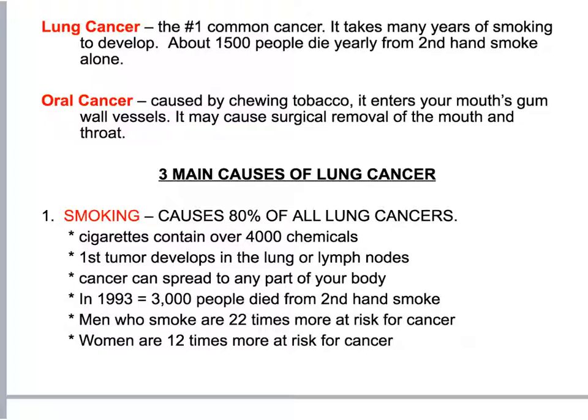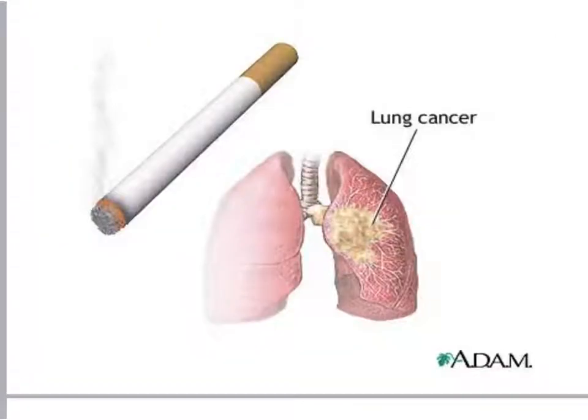There are some causes of lung cancer. The 3 main causes of lung cancer include: 1, smoking. Smoking causes about 80% of all lung cancers. Cigarettes contain over 4,000 chemicals. First, tumors develop in the lungs or lymph nodes. Cancer can spread to any part of your body when it's malignant. And in 1993, 3,000 people died from secondhand smoke. Men who smoke are 20 times more at risk for cancer, and women are 12 times more at risk for cancer. The next few images will show you illustrations of lung cancer and actual cancer.